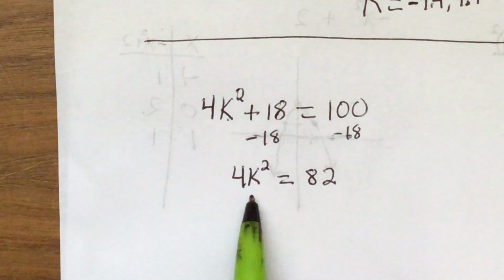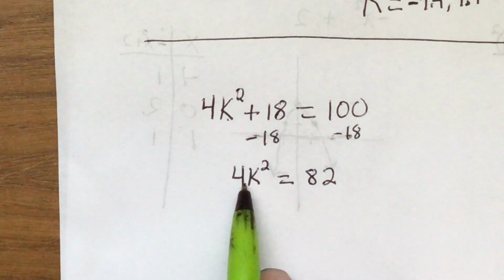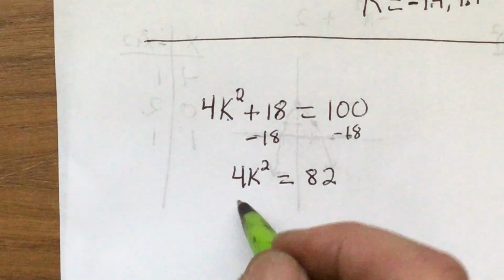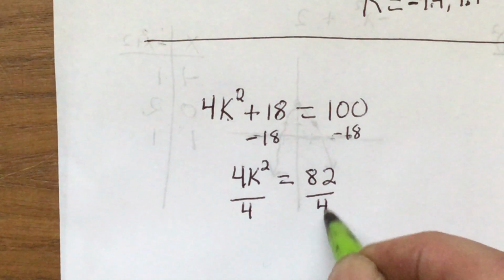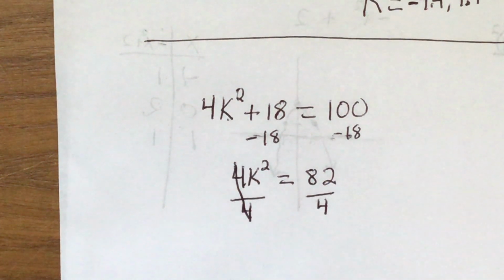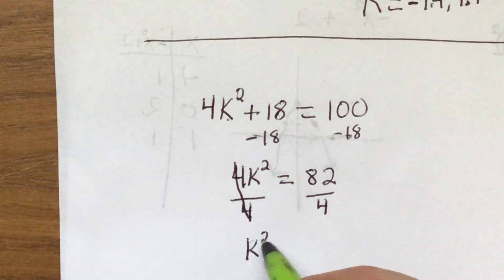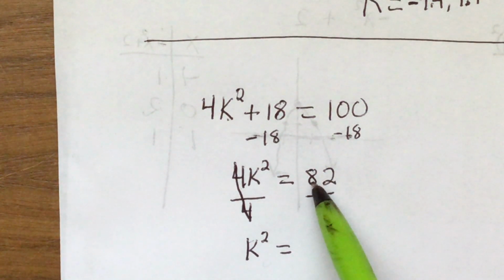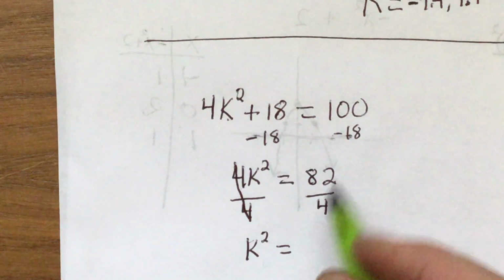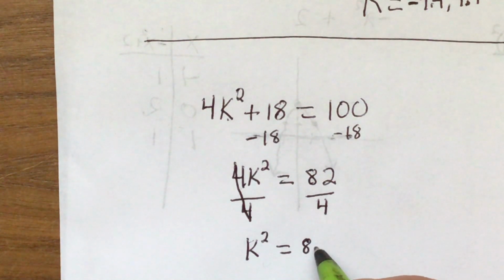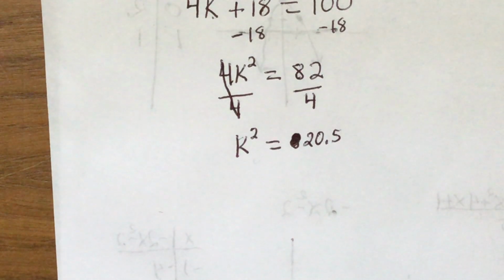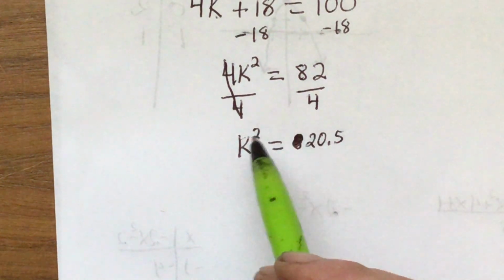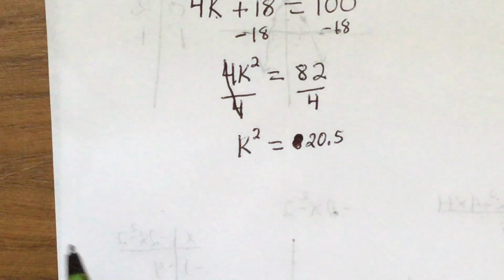Divide. Nothing being divided. Multiply. Yes. Here's some multiplication right here. The opposite of multiplying is dividing. So divide, divide. Those 4's cancel out. Now we have k squared equals 82 divided by 4 is 20.5. I didn't pick a good problem, but it will work. Okay, so k squared equals 20.5.